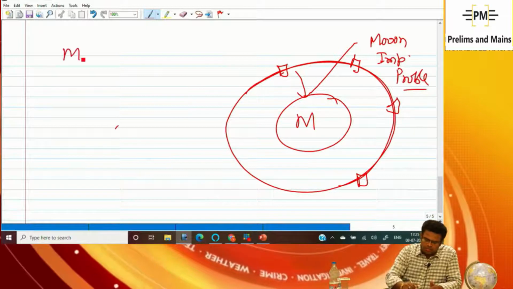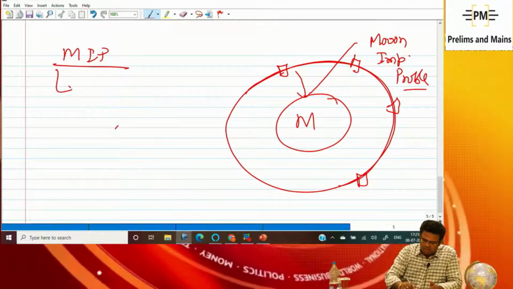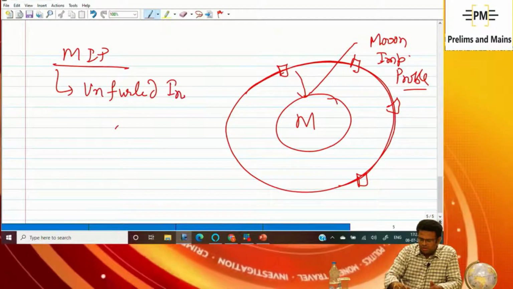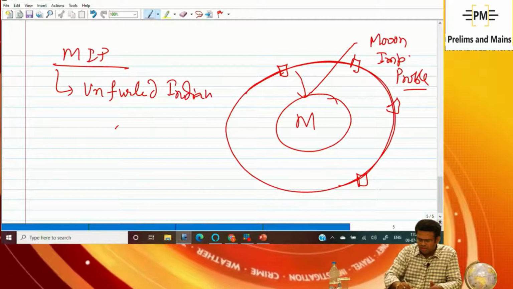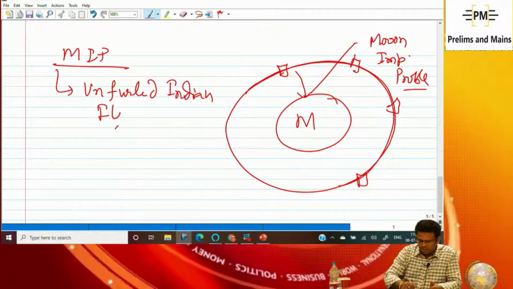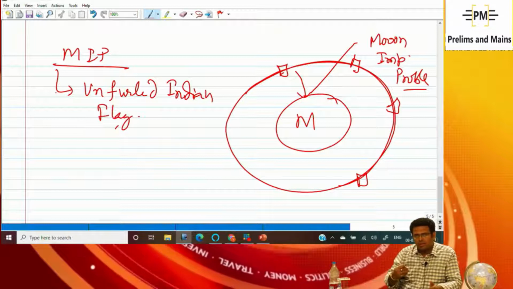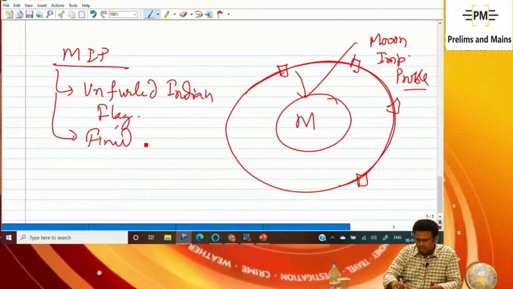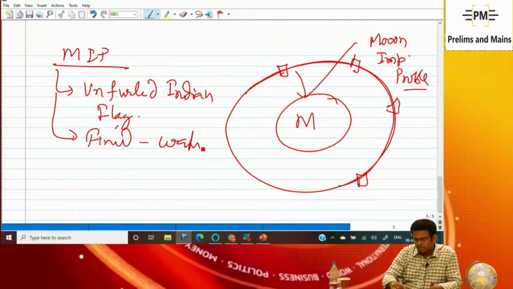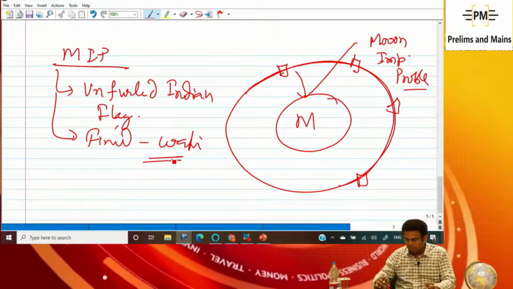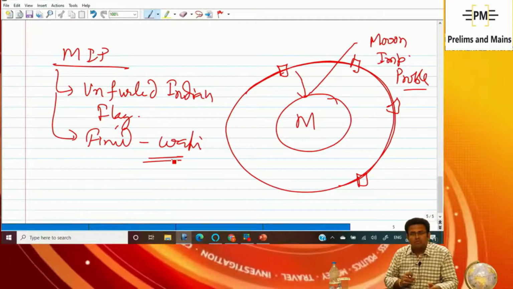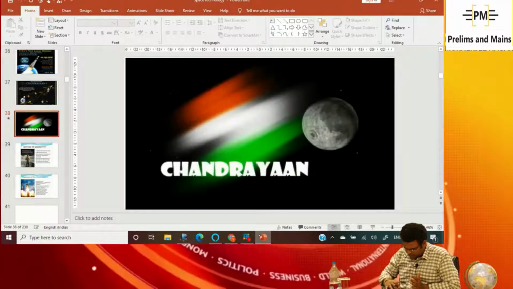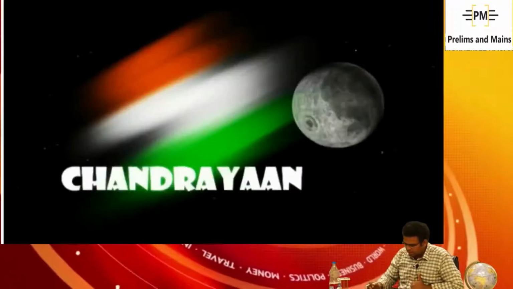So this moon impact probe unfurled the Indian flag. First it is important, over there the Indian flag in 2008. Understood? And it is also helping somewhere in finding water, to an extent. So now this is the job of the moon impact probe, and here you can see, like I have to show, like here it is.